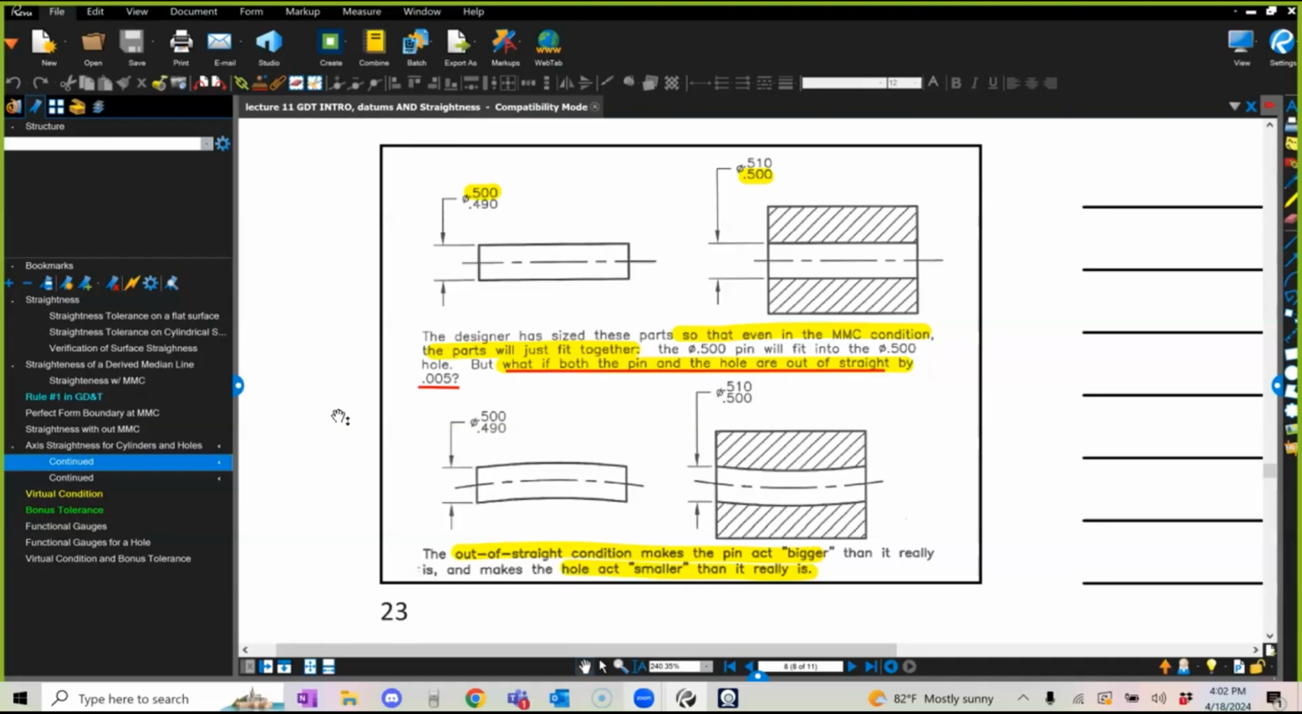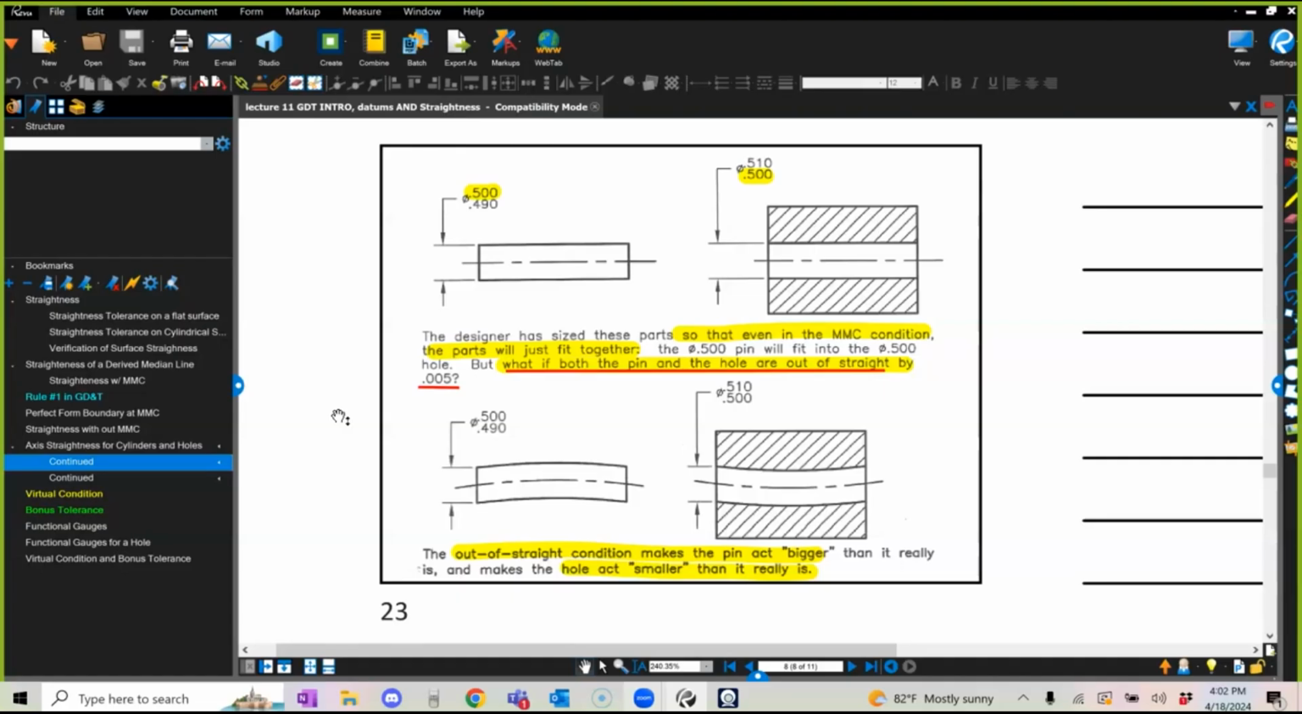And then you wonder, okay, so now let's build it. Let's put it together. You grab the pin, you put it in there, and you shoot, man, it doesn't work. Why? Because it's not straight. I did not account for geometric imperfection. While I accounted for size imperfection, I did not account for geometric imperfection, which is out of straightness. Do you see this? So I need to account for this.